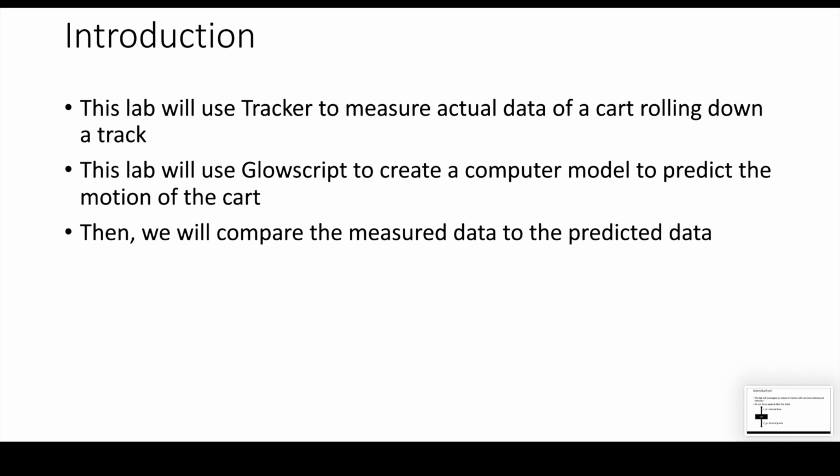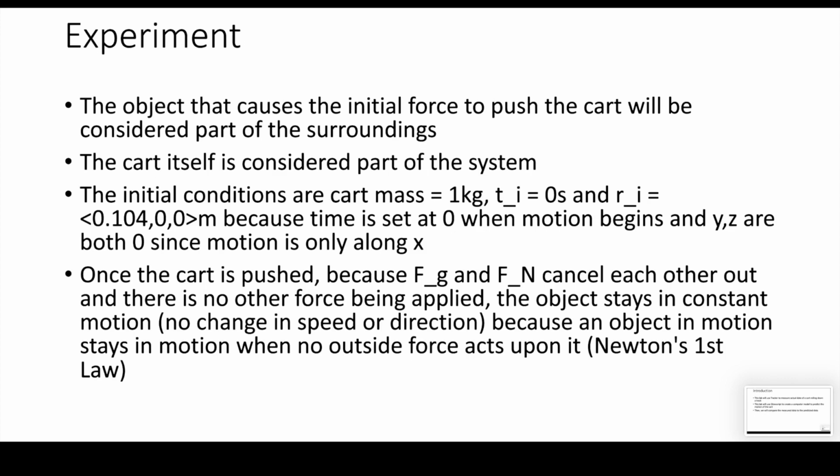In this lab, I will use Tracker to measure actual data of a cart rolling down a track. I will also use GlowScript to create a computer model to predict the cart's motion. After that, I will compare the measured data and the predicted data and draw some conclusions. In this experiment, the object that causes the initial force to push the cart will be considered part of the surroundings. The cart itself and the track will be considered part of the system.